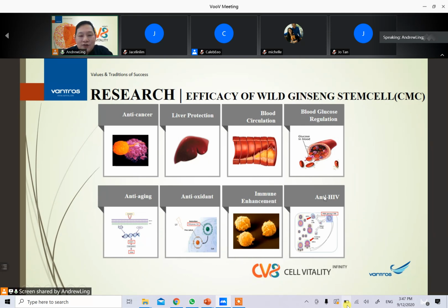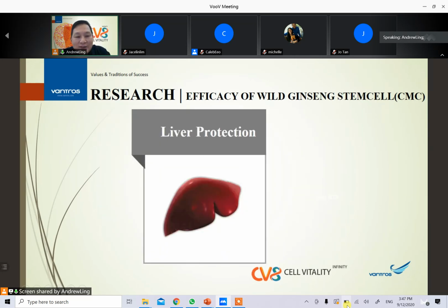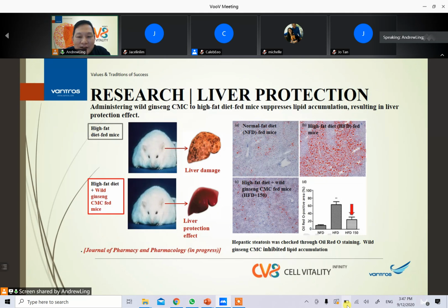Of course, let's talk about the liver protection first. This is the research done by the professor from the plantel. It talks about liver protection: the CMC can help to protect the liver. Here are the tests they have done. They used mice to do the test.